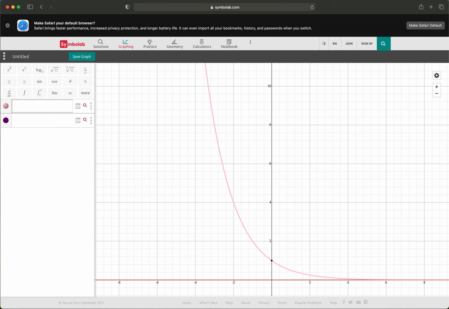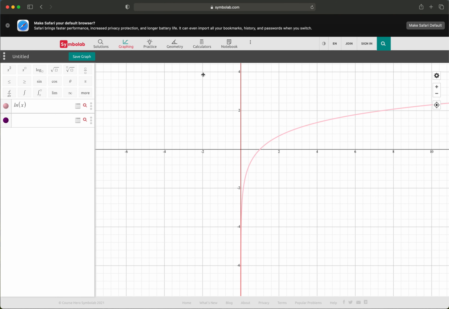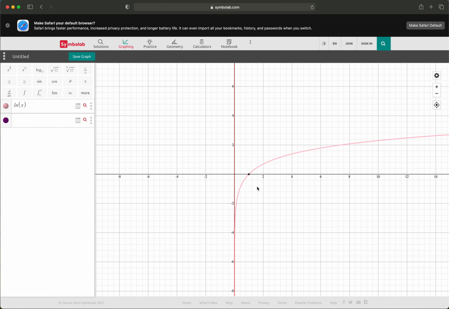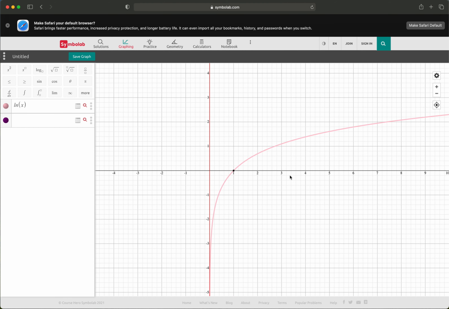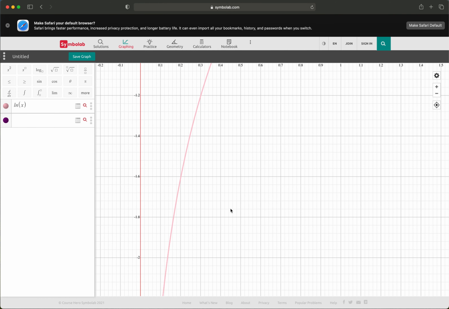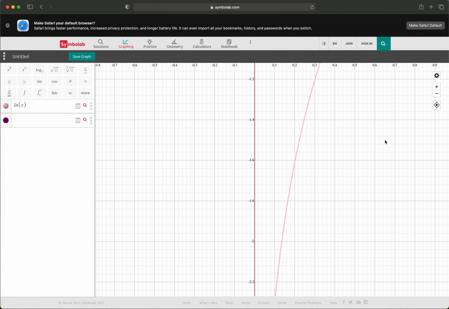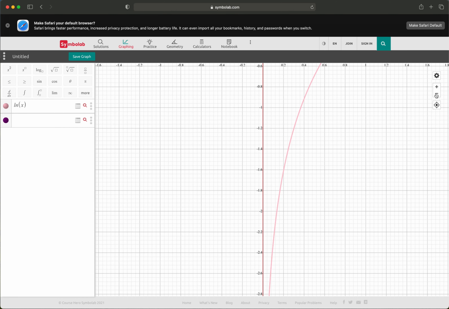Next up, logarithms. So the natural log of x. Notice you're only allowed to plug in values greater than 0. And if you try to get too close to 0, the graph will head to minus infinity. So the limit as x approaches 0 from the left is minus infinity. Sorry, I said it wrong. As x approaches 0 from the right is minus infinity.